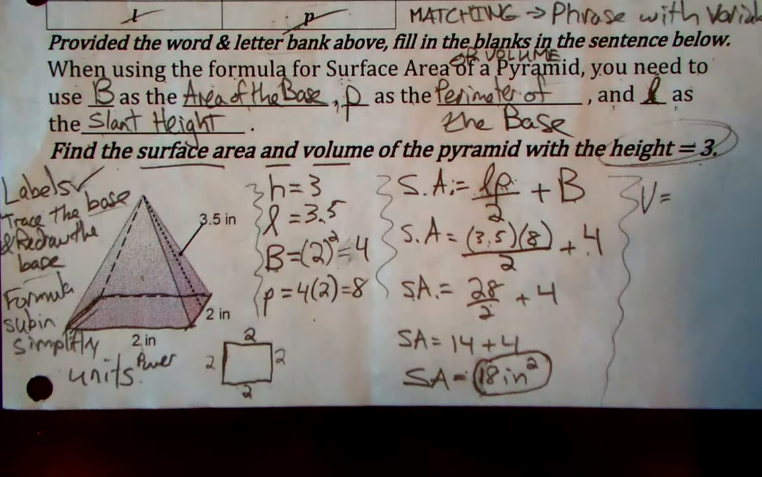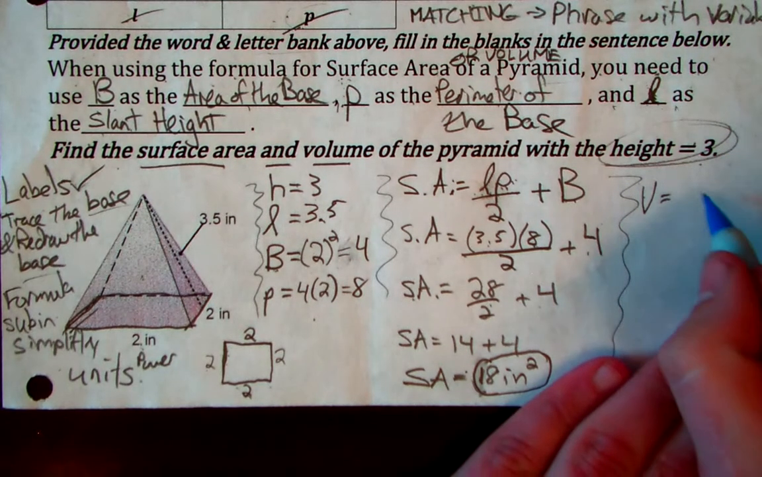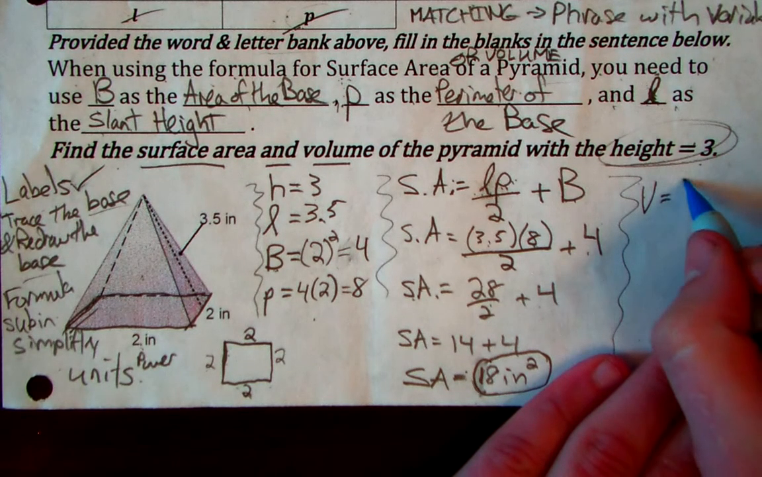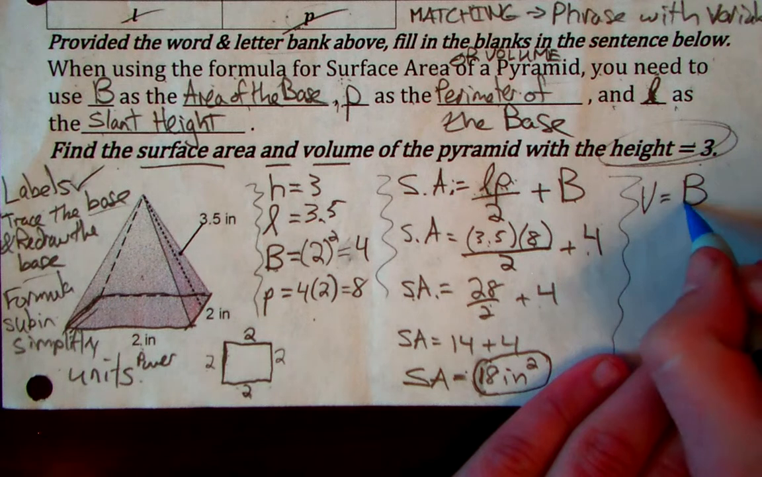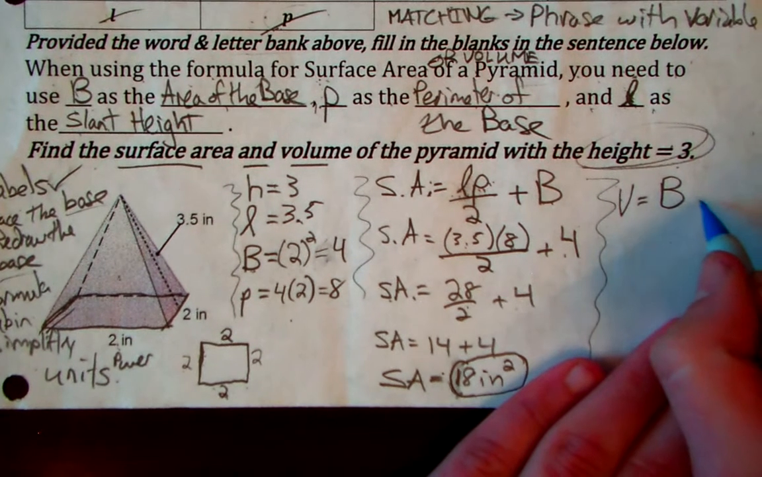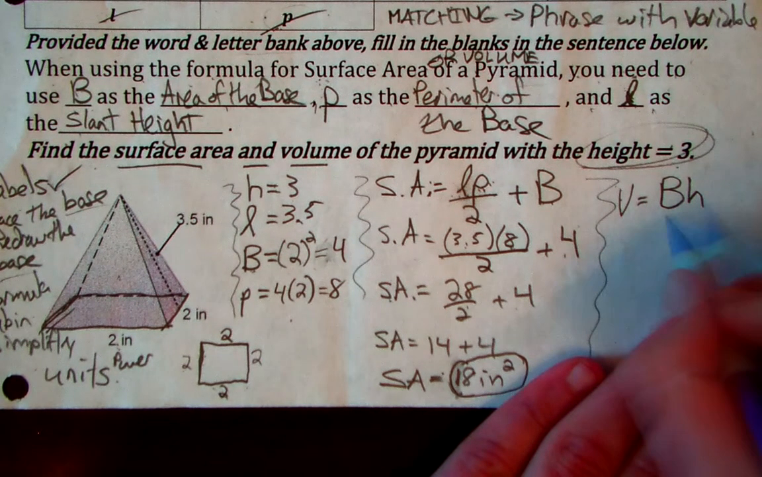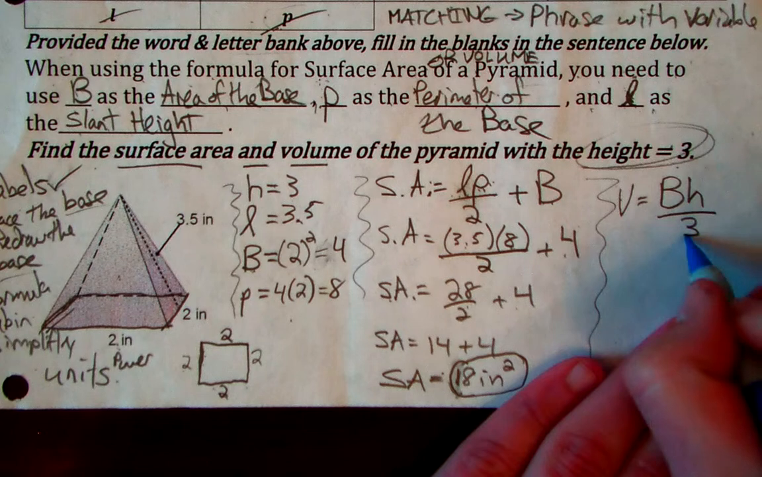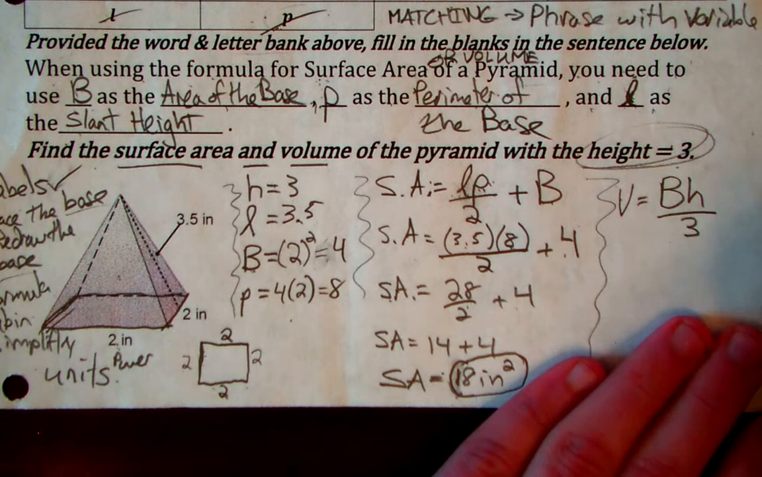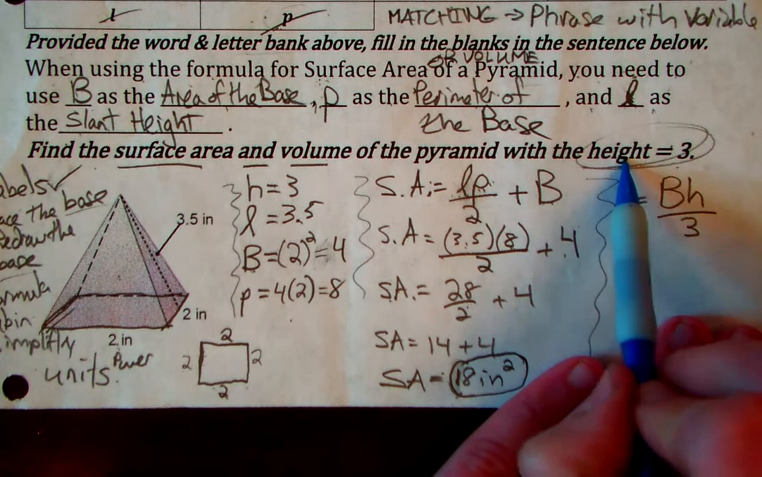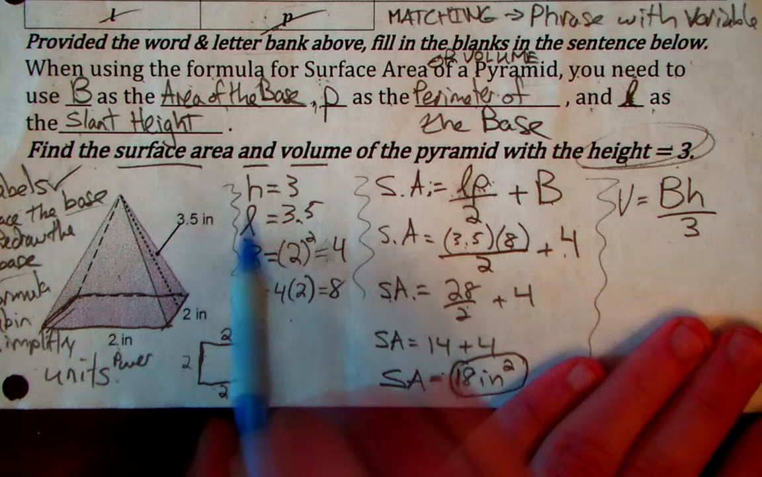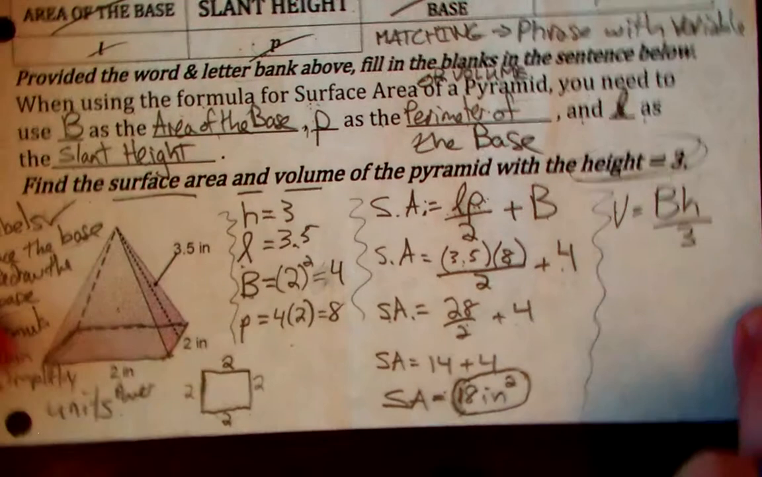So the formula for the volume of a square base pyramid is going to be the area of that base times the height divided by 3. Again, make sure that you are very careful. You are seeing the difference between height and slant height. So let's plug in those values.